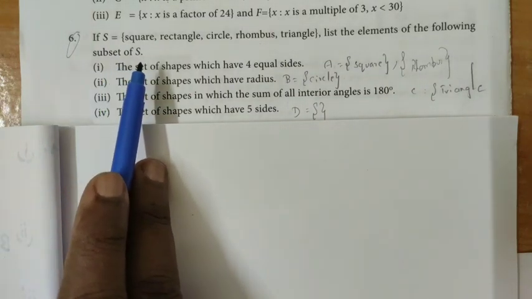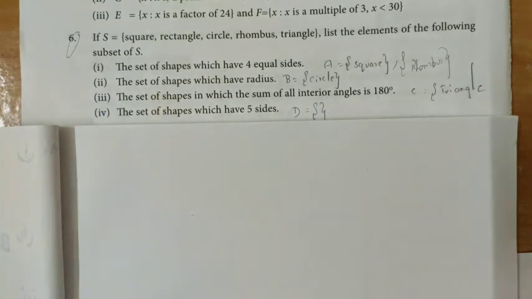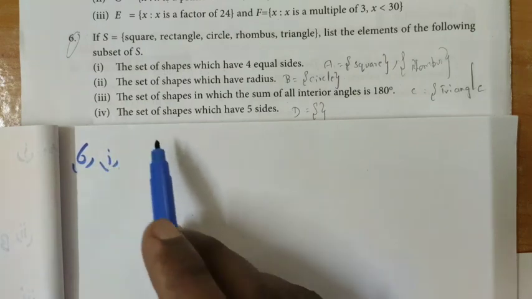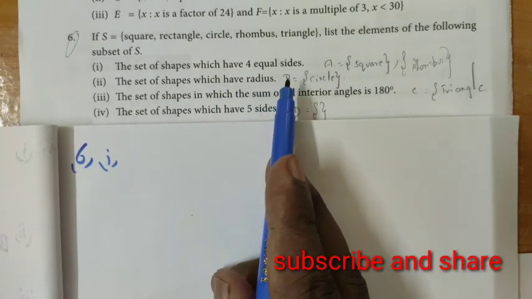S is equal to square, rectangle, circle, rhombus, triangle, the set is given. List the elements of the following set S. List the elements of the set, that is 6. Question number 1. The set of shapes which have 4 equal sides.